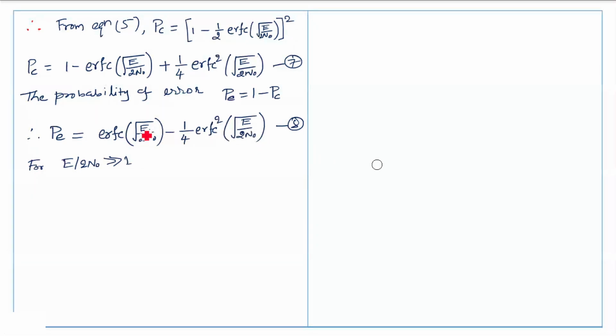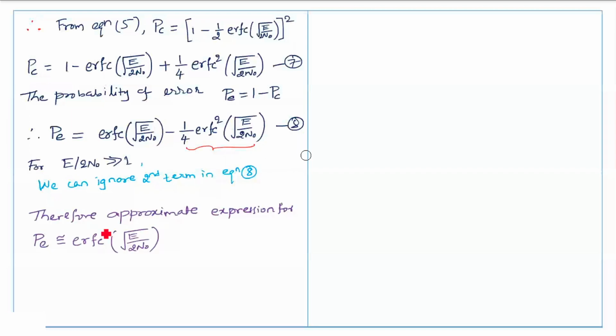Now for the ratio e by 2 n naught much greater than 1, this second term will be very small and can be ignored. So we can ignore the second term in equation 8. So we can say the probability of error is approximately equal to ERFC of square root of e by 2 n naught in QPSK. Probability of error is ERFC of square root of e by 2 n naught.